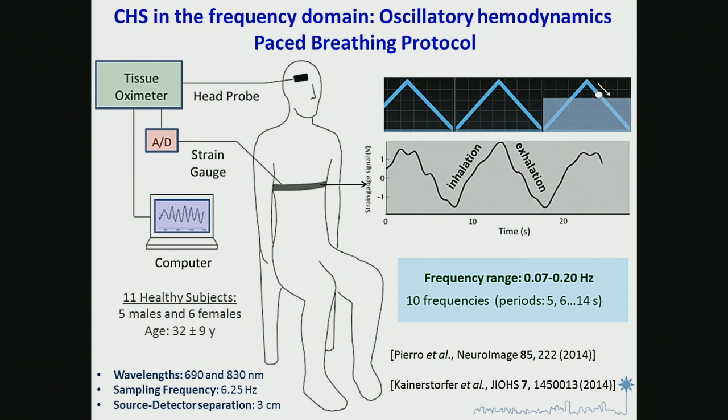So we ask the subjects to inhale and exhale at a paced frequency given by a metronome. We use 10 different frequencies to perform coherent hemodynamic spectroscopy, frequency-resolved studies of these oscillations with periods from 5 to 14 seconds. And everything is reported in these publications, again, in the special issue on functional NIRS, in NeuroImage, and in JBO.